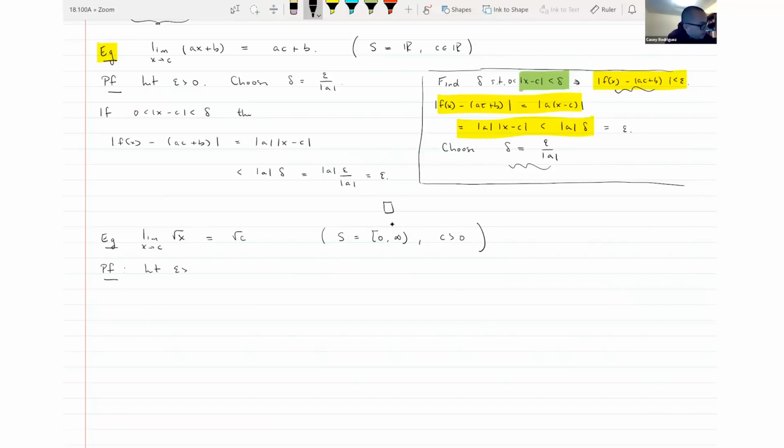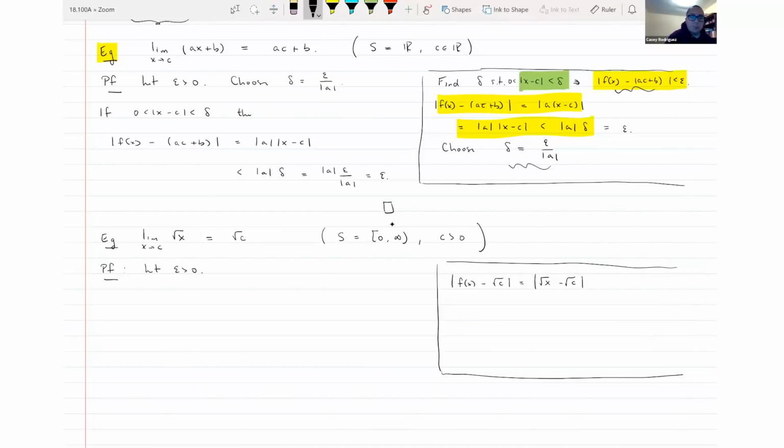So I have to verify this definition, which means for every epsilon, I can find a delta. So let epsilon be positive. Let's go over to our box of scribbling and scratching. So remember, our goal is to find a delta, which I can choose so that the absolute value of f of x minus square root of c in this case is less than epsilon. So if I look at f of x minus square root of c, this is square root of x minus square root of c.